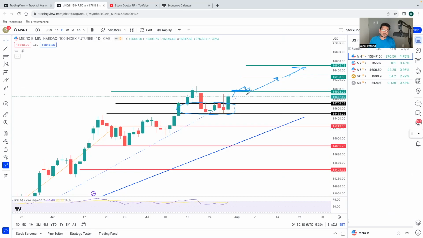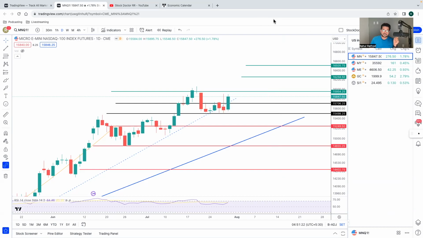So what is the other thing for the downside? If on Monday the market opens at 16,000 and stays there for a few sessions or a few hours, and then again starts going down, then 15,700 is the first support, 15,500 is the second support. If it breaks that, then 15,250 is the first downside level, 14,850 second, and 14,400 is the third.